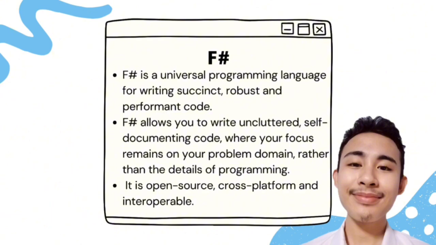F# has numerous features including lightweight syntax, immutable by default, type inference and automatic generalization, first-class functions, powerful data types, pattern matching, and async programming.